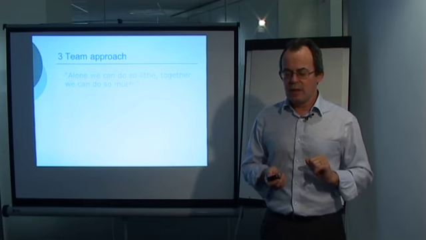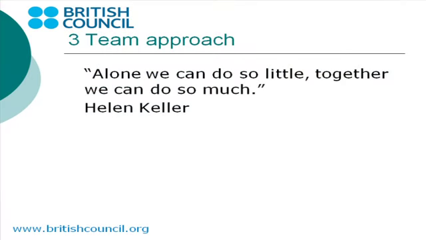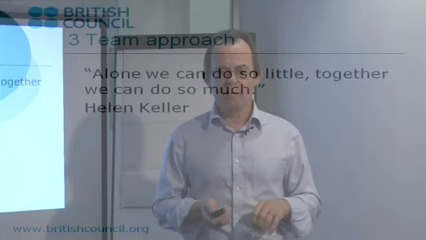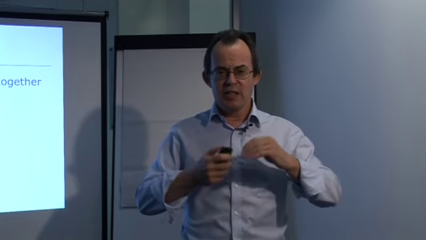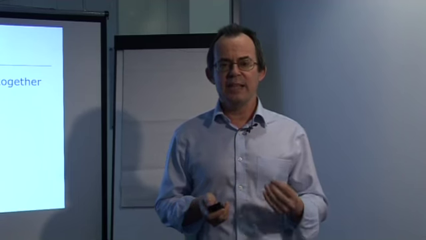The third point is that you need to have a team approach. Alone we can do so little, together we can do so much. A key ingredient to an effective branch is a group of people working together to a common aim.